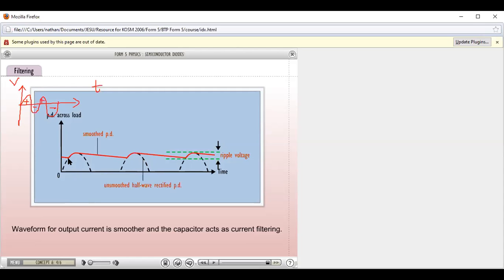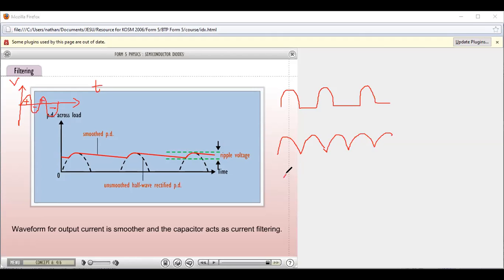Okay, so this part is during the forward bias. This one during the reverse bias, and then forward bias, reverse bias. So that's why you see that the voltage is much smoother. So what you must know is the output voltage now: half-wave rectification without capacitor will look like this. Full-wave without capacitor will look like this. If you add a capacitor, it will look like this.